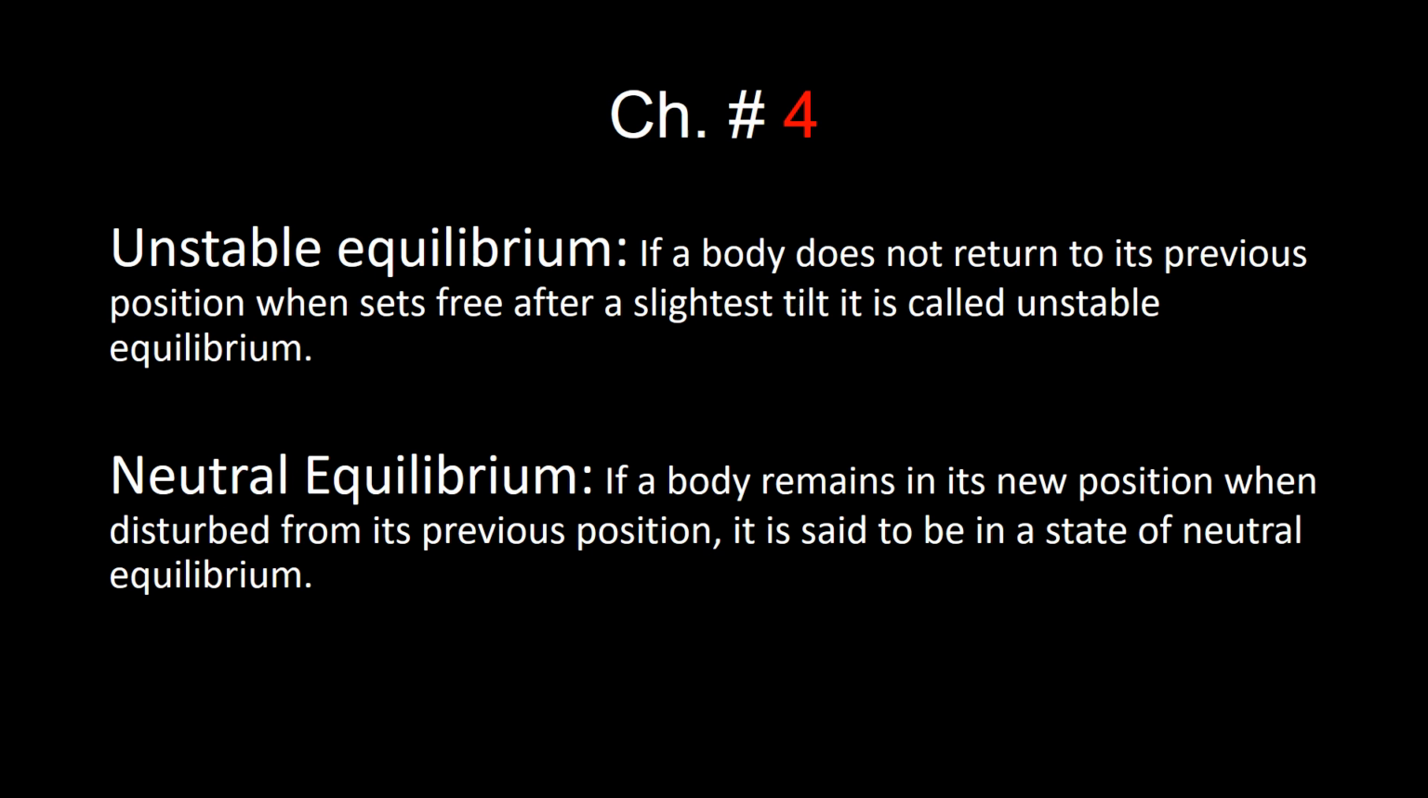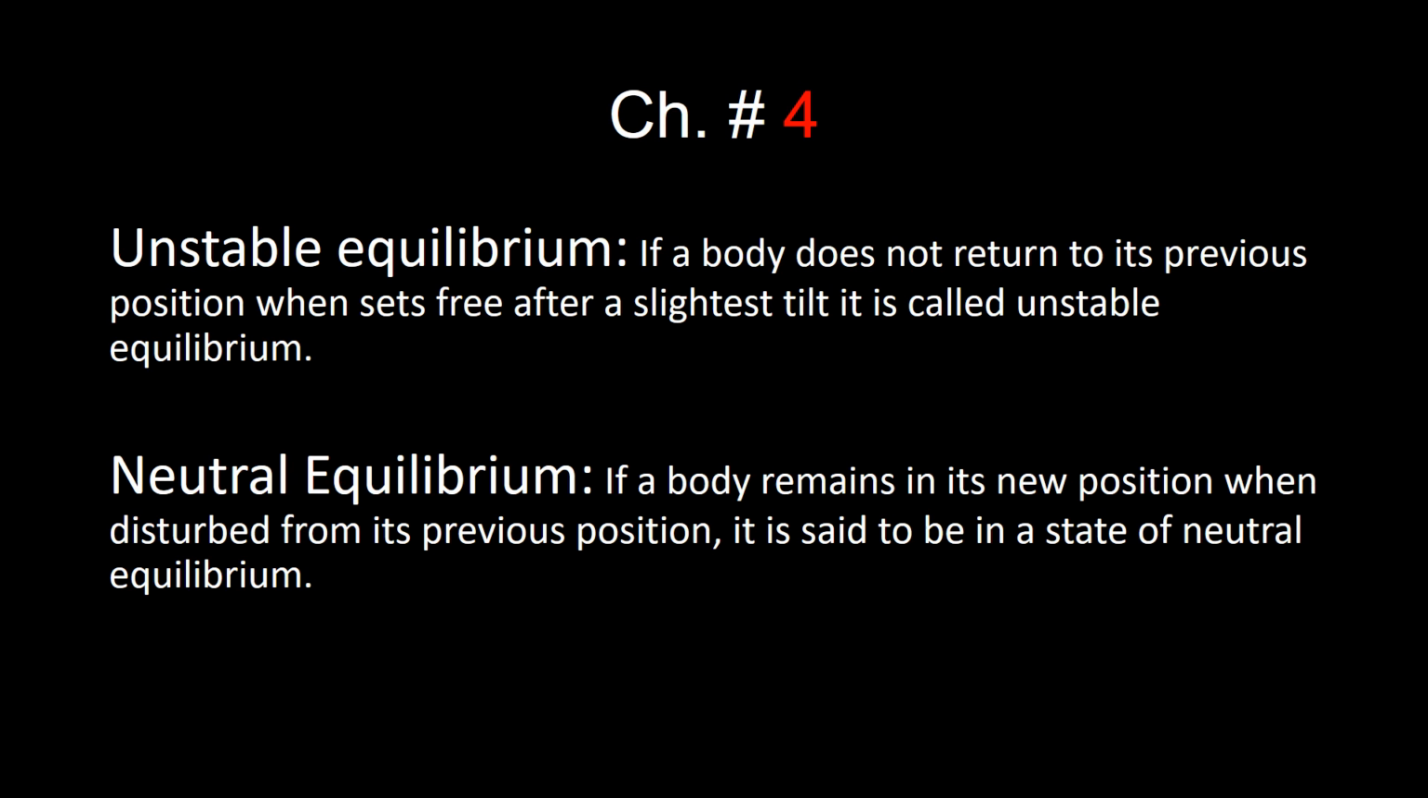Hence, now we can define unstable equilibrium. If a body does not return to its previous position when set free after a slightest tilt, it is called unstable equilibrium. The center of gravity of a body is at its highest position in a state of unstable equilibrium, and as the body topples over about its base, its center of gravity moves towards a lower position and does not return to its previous position. Now students, the last type of equilibrium is neutral equilibrium.